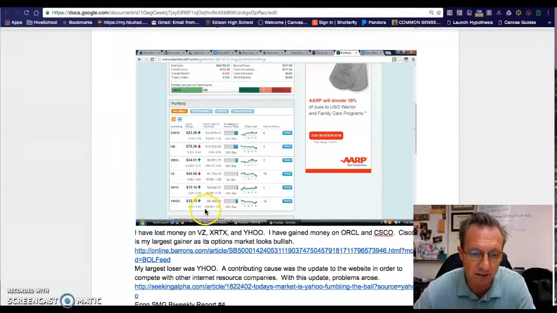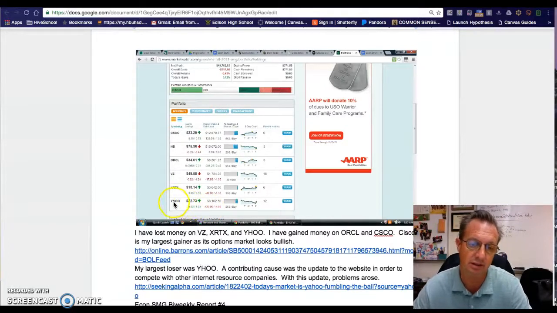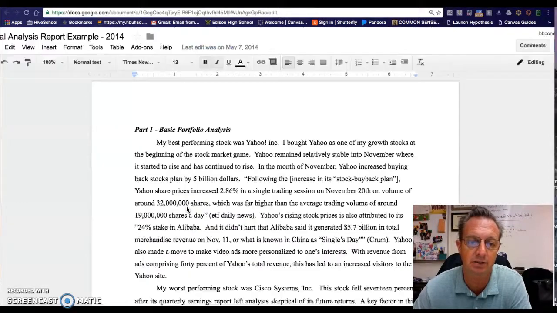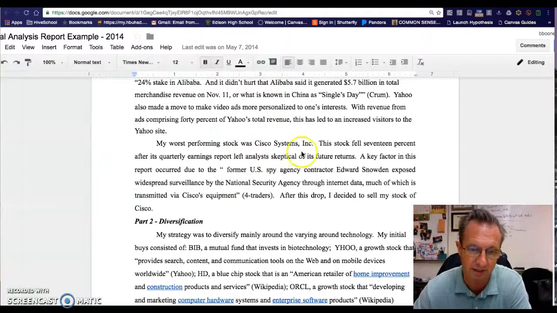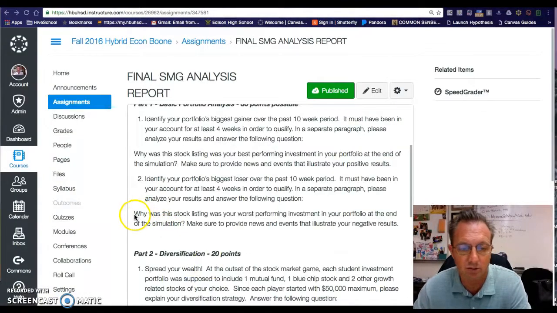If I was looking at Yahoo right now on this chart, you can see that negative 430 number is not doing well, but later Yahoo would recover and he held on to it and it paid off. So anyway, the bottom line here is when you figure out which one of those is your worst performing stock, go back and analyze that and make sure that you look up current news information that would help you answer those questions on the first instructions page. As long as you answer that question, why was the stock listing your worst performing investment in your portfolio at the end of the simulation, you're going to be in good shape.